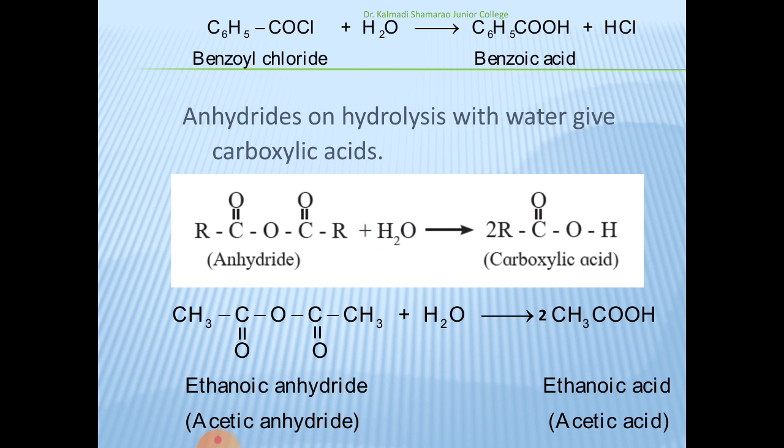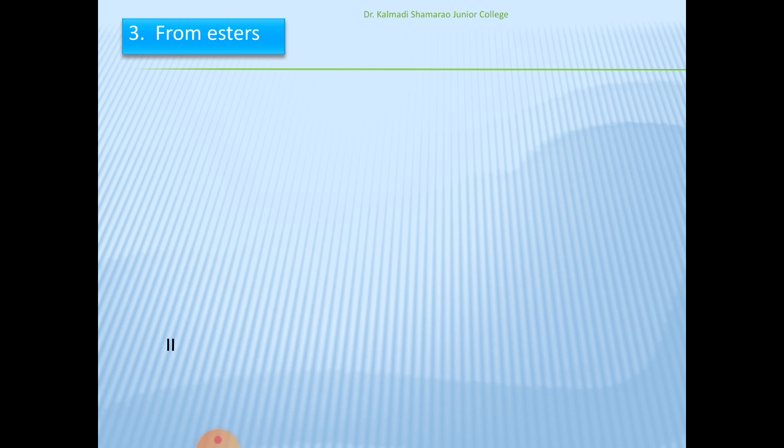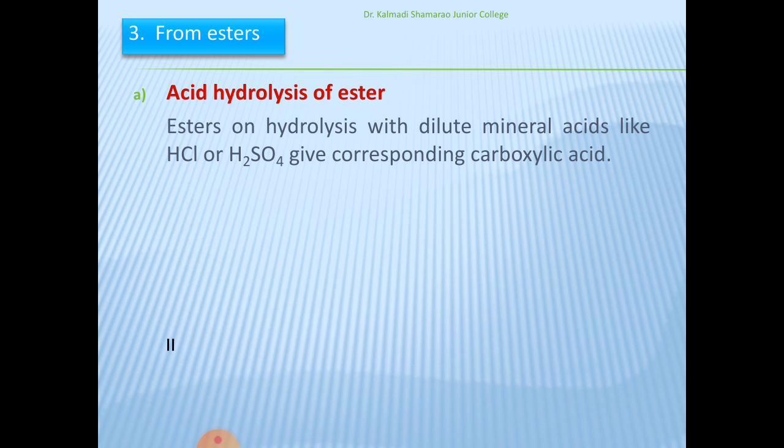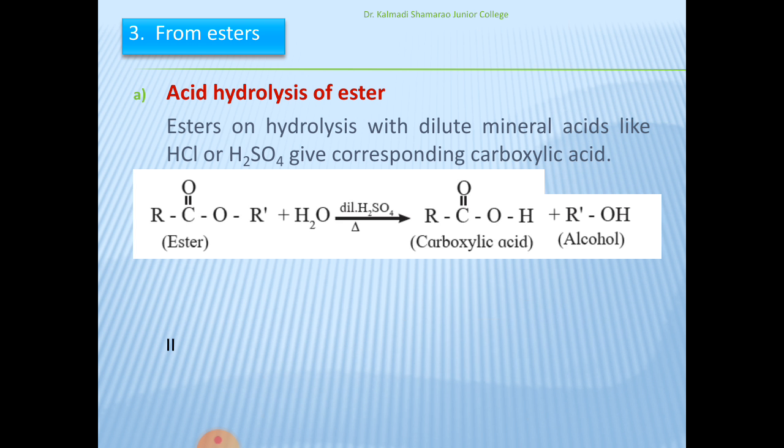Reaction: CH3COOCOCH3, ethanoic anhydride, plus H2O gets converted into 2 molecules of acetic acid. From esters. Acid hydrolysis of esters. Esters on hydrolysis with dilute mineral acid like HCl or H2SO4 give corresponding carboxylic acids.